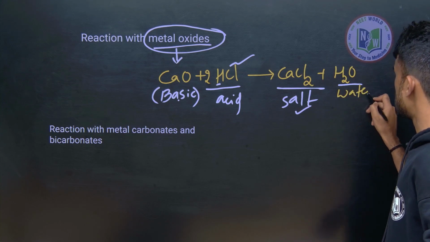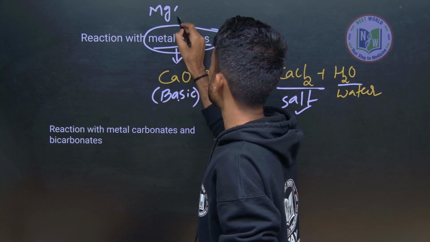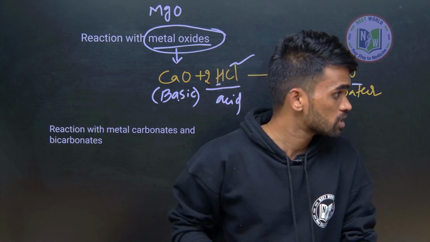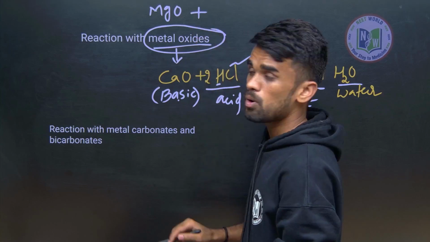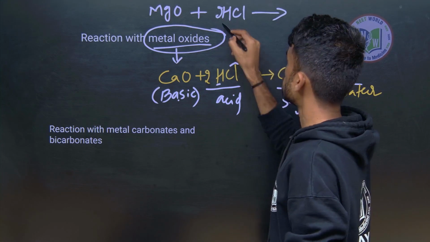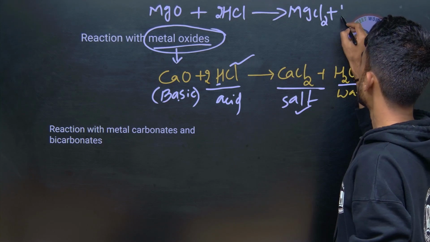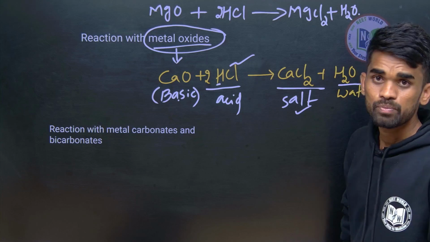Then next, I will also give you one more example here. Magnesium oxide upon treating with HCl, again let us say HCl only, here also 2 moles. What happens? We can expect MgCl2 plus H2O. That's right. Hope it is clear.